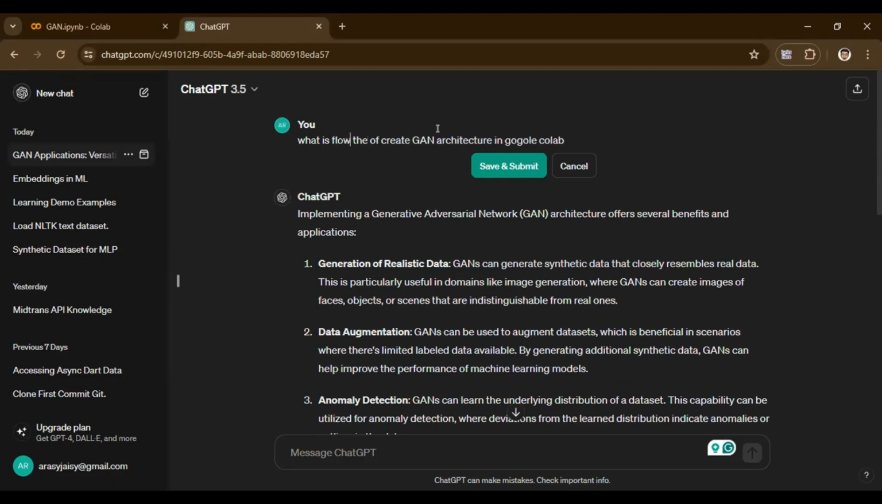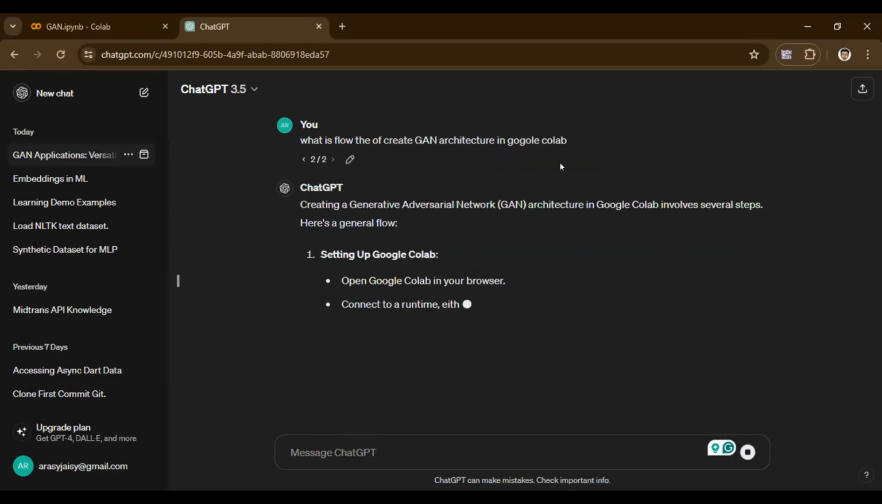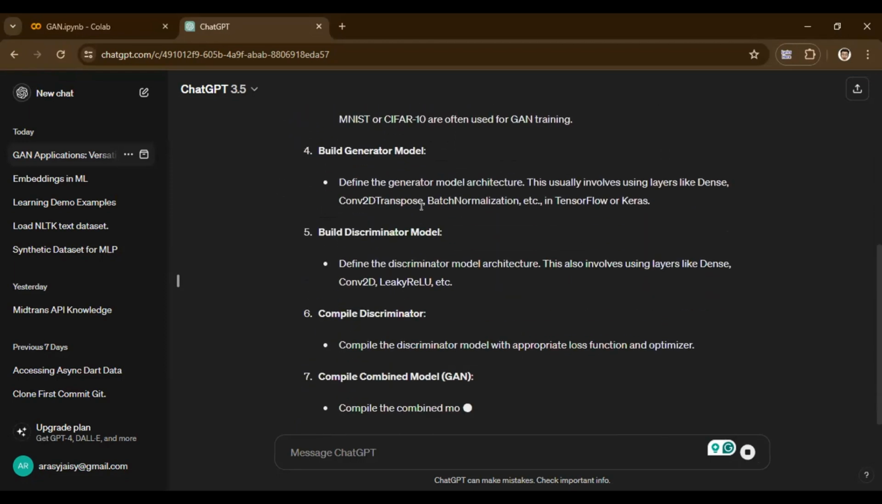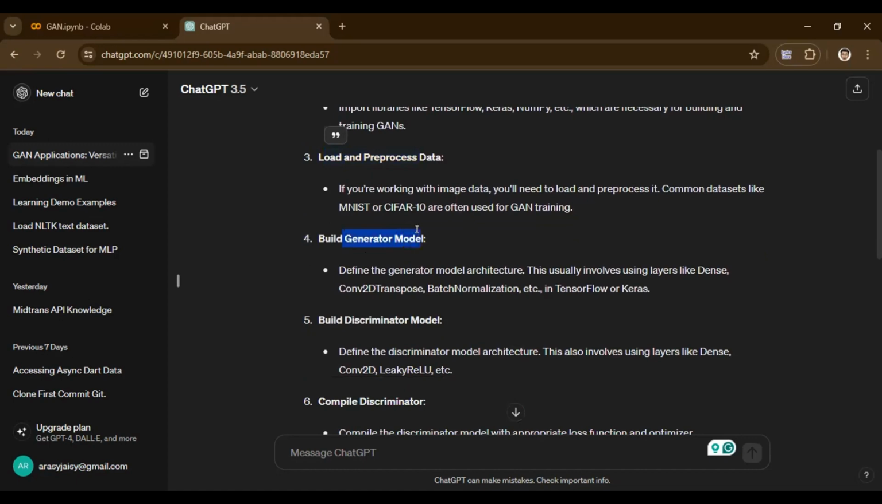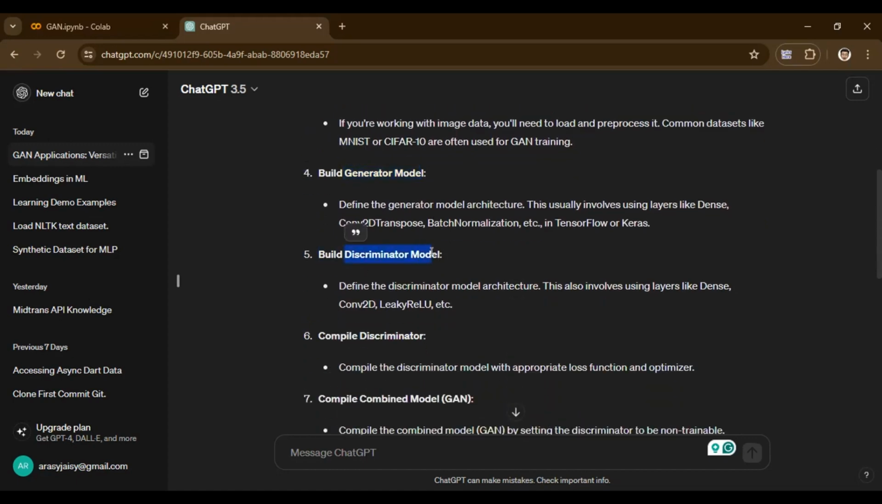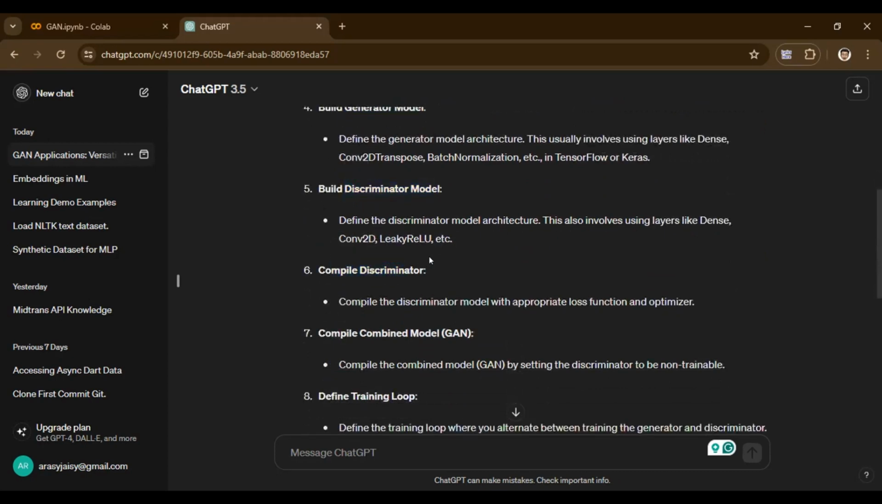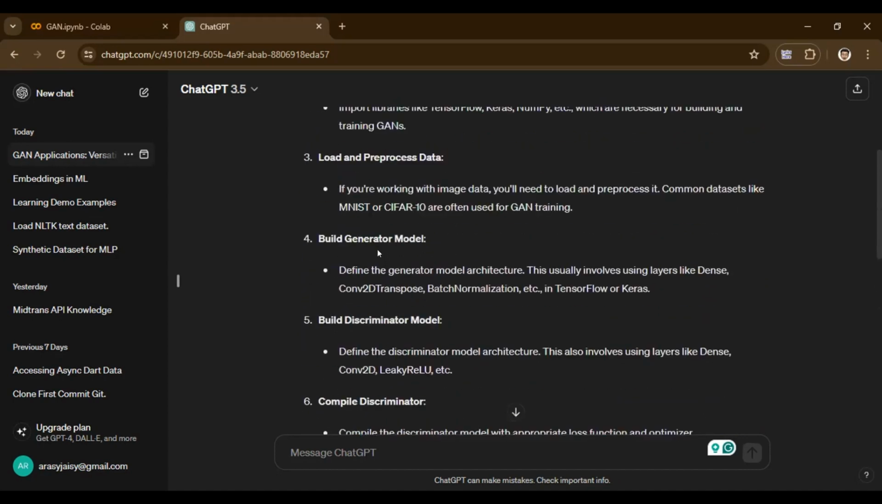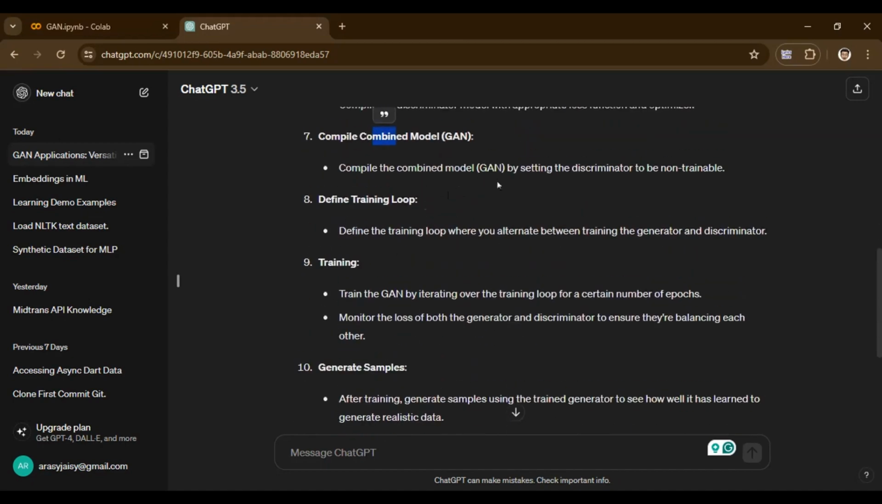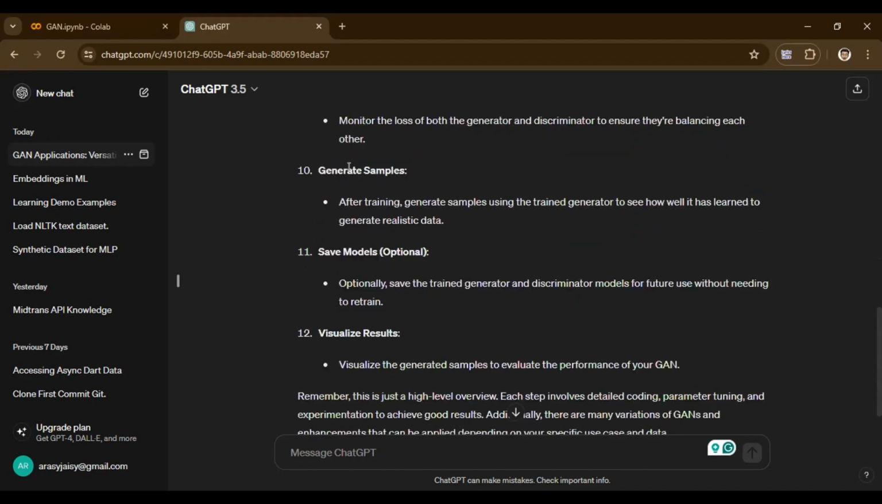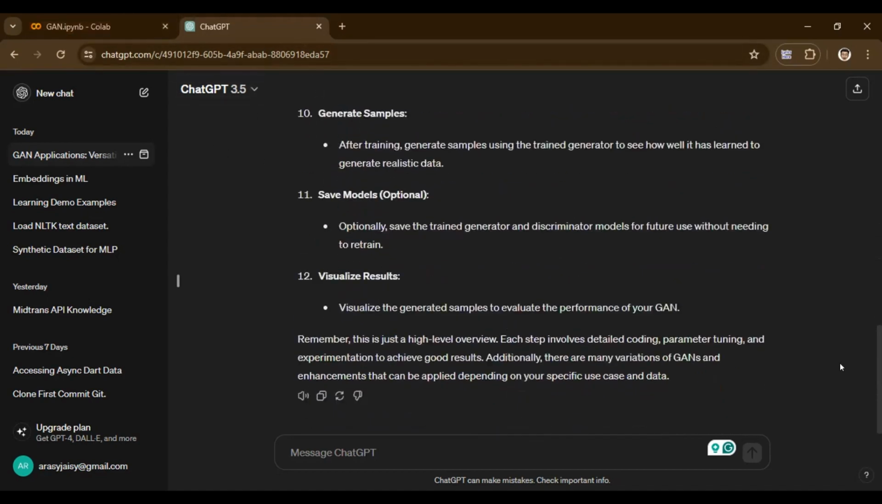What is the flow? So for the flow, it will be loading and processing the data, and we will be creating the generator model, also the discriminator model, and we will compile the model for the discriminator. After we build the generator and discriminator, we can combine those to create a GAN. And on that compiled model or GAN, we can train the models and generate samples from that. Okay, because we already know the flow for this, we can start prompting for the code.